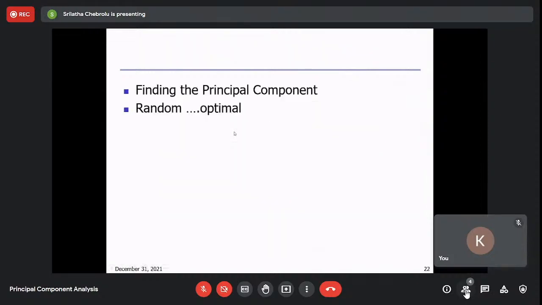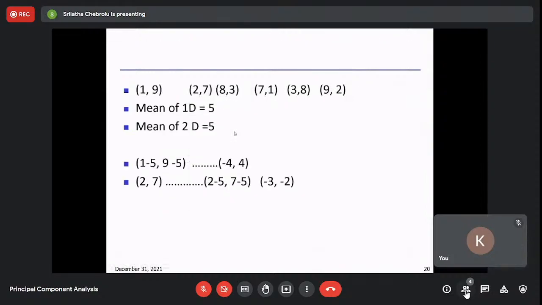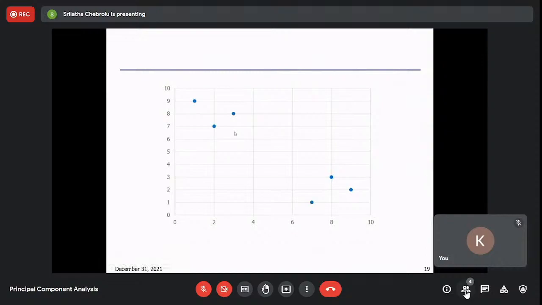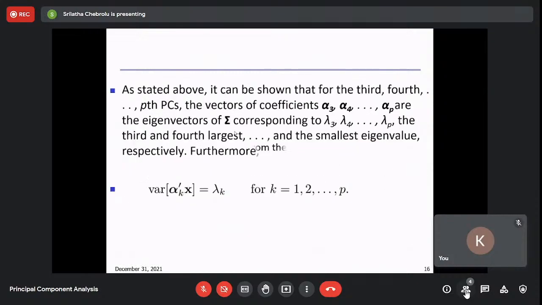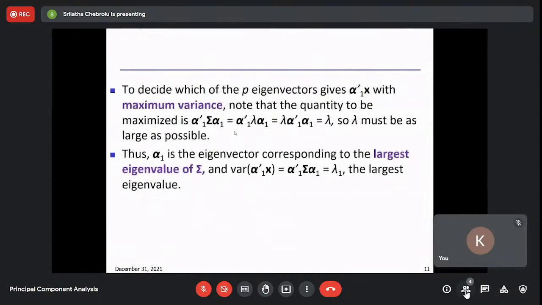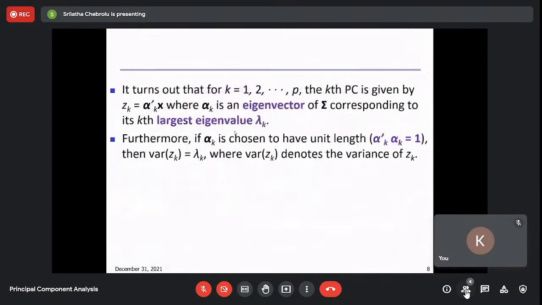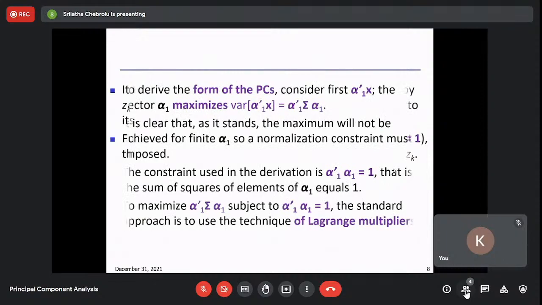It will be a 1 by 1 matrix, and you will get its value as 1. Then the variance of zk, if we find it, is equal to the eigenvalue, where this denotes the variance of zk. Now we will see how it is derived.